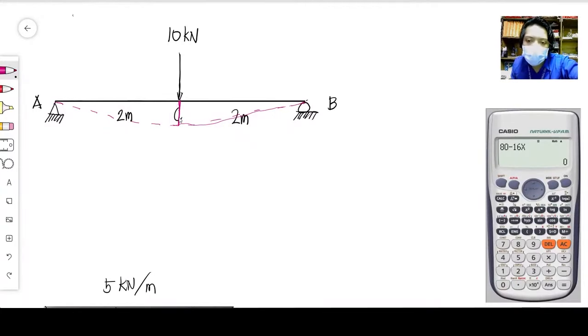So where to find for that deflection? Using the double integration method. First step is again, of course, to find the reactions at the supports. It is a simply supported beam, and the concentrated load is acting at the mid span of the beam. So we can immediately find the reaction at point A, that is 5 kilonewton, and at point B is 5 kilonewton.